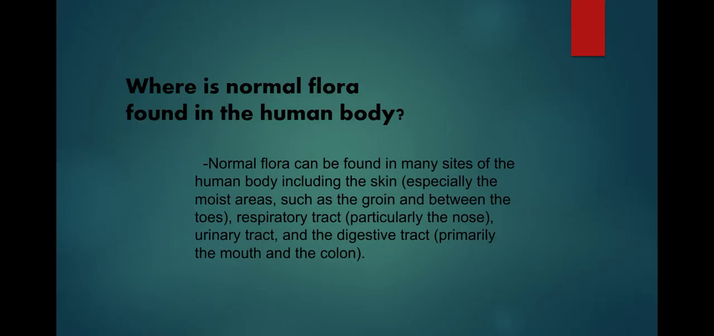So where is normal flora found in the human body? Normal flora can be found in many sites of the human body, including the skin, especially the moist areas such as the groin and between the toes, the respiratory tract, particularly the nose, the urinary tract, and the digestive tract, primarily the mouth and the colon.